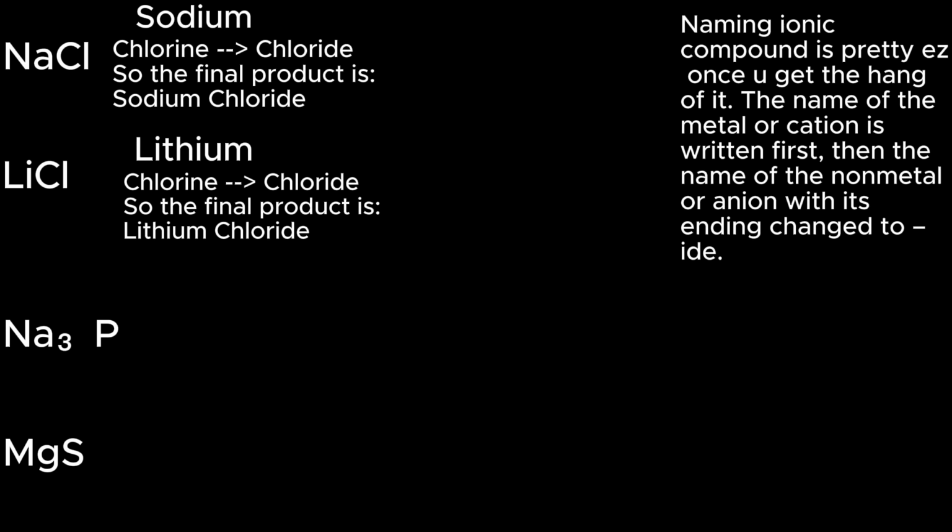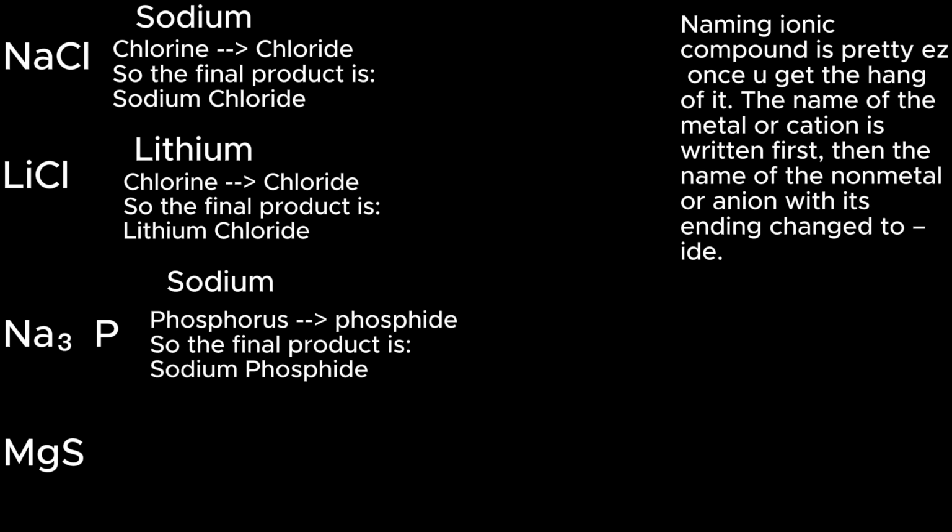Now, next one. You could pause the video and try to find out how to name the next two ionic compounds. Well, let's take a look at the third one. So once again, we have our metal, which is sodium. And then we have our non-metal, phosphorus. But remember that the non-metal is going to get the suffix IDE. So it's going to be sodium phosphide. So instead of phosphorus, you get the IDE.